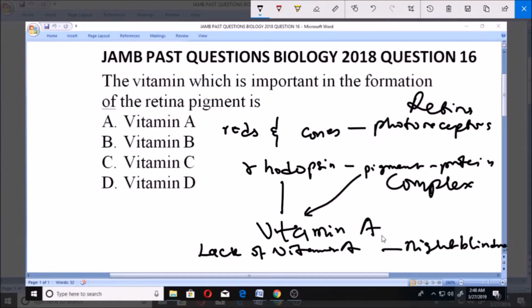So you see, that very thing that helps in forming the pigment rhodopsin is vitamin A, and that makes option A the right answer. Vitamin A is the vitamin which is important in the formation of retinal pigment. The retinal pigment rhodopsin consists of a pigment protein complex, whose formation is helped by vitamin A. Now this rhodopsin is on the photoreceptors known as rods and cones in the retina. So that's why option A is the right answer. Thank you.